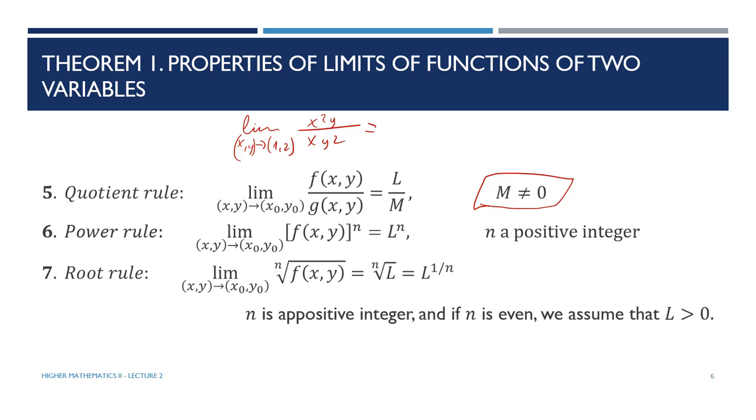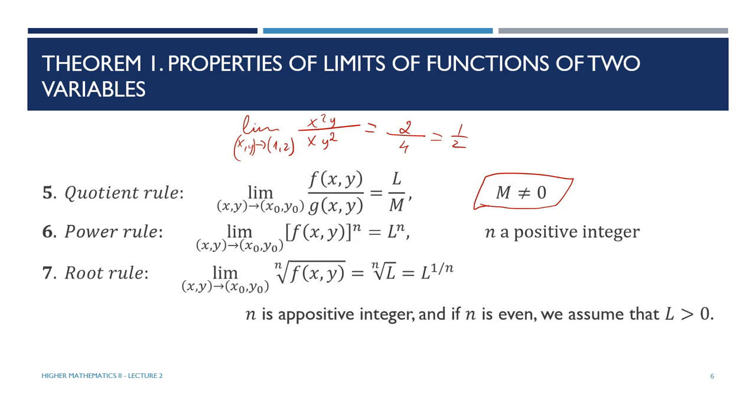There are two ways to calculate this one. First one is simplifying this. Second one is using the quotient rule. Just use the quotient rule here, because we already know the limit of x squared y is 2, and xy squared was 4, so this is 1 over 2.